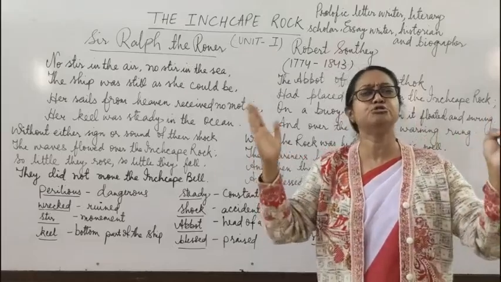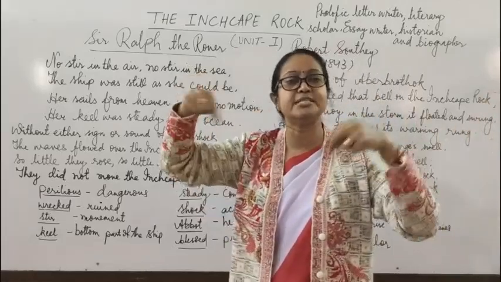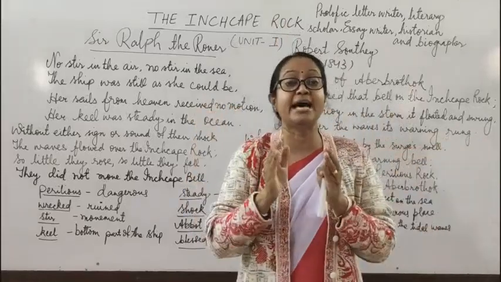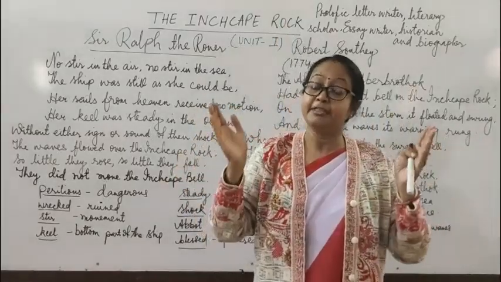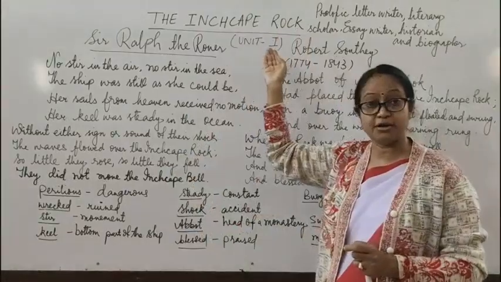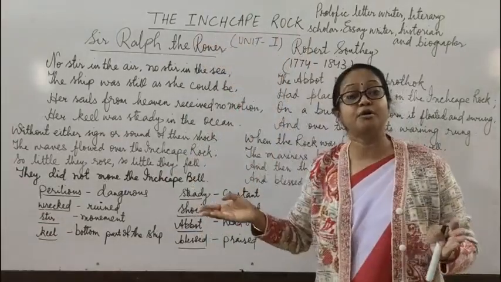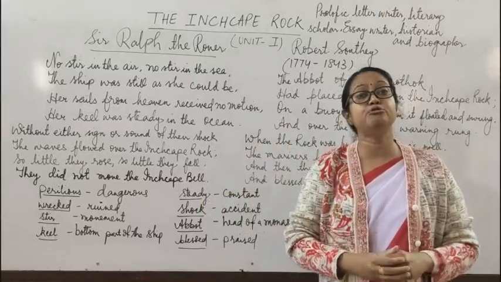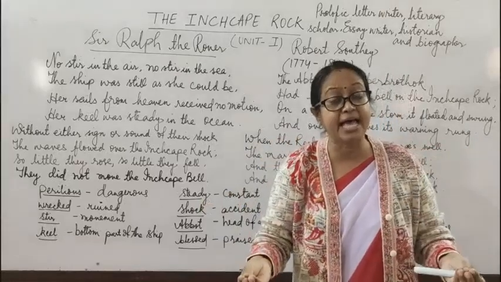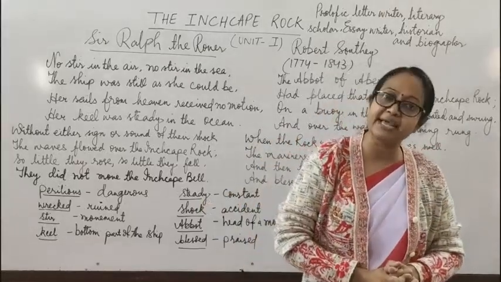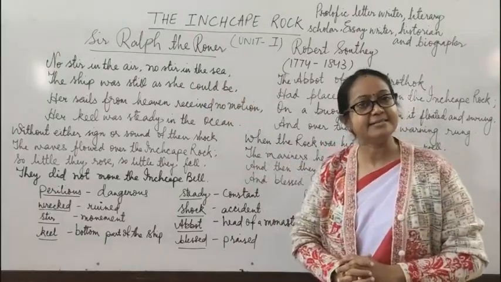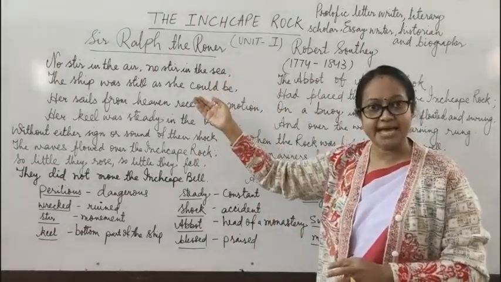There was a huge bell which was tied to this Inchcape rock, and so it was known as the Inchcape bell. Sir Ralph the Rover had to pay with his life for the crime of removing that Inchcape bell, a sin against humanity. So now let's get to the poem and get started with the first stanza.